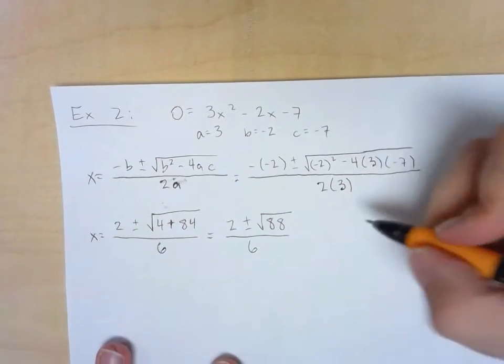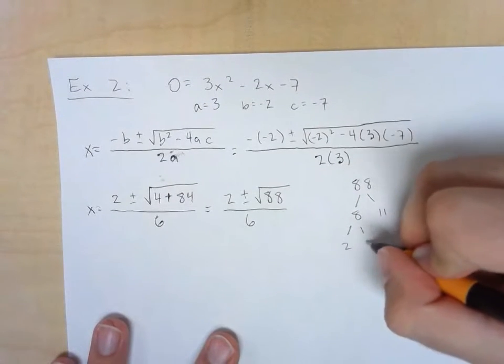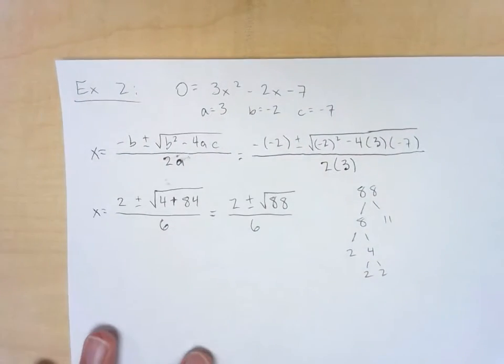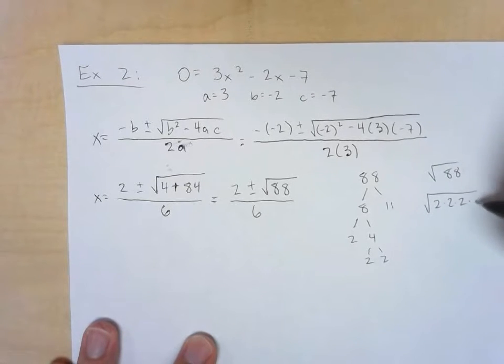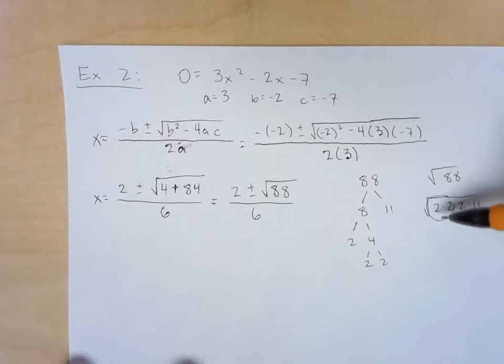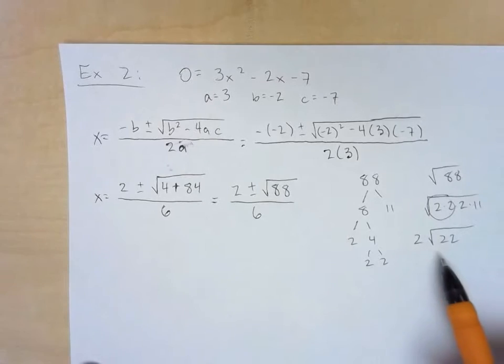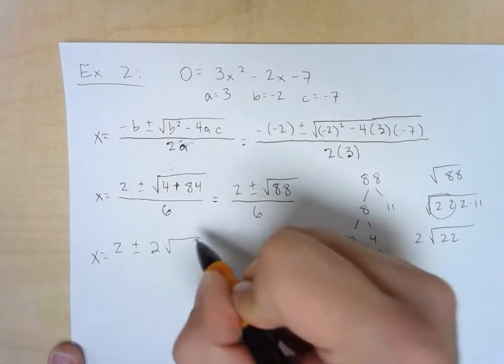And we can simplify the square root of 88, so we know that 88 is 8 times 11. 8 is 2 times 4, and 4 is 2 times 2. So the square root of 88 is 2 times 2 times 2 times 11. We've got a pair here. Remember, the square root is asking what number multiplies by itself. Since we have a 2 that multiplies by itself, we're going to take the 2 to the outside. And we're left with 2 times 11, which is 22 on the inside. So the square root of 88 is equal to 2 square root of 22. So we can say x equals 2 plus or minus 2 square root of 22.